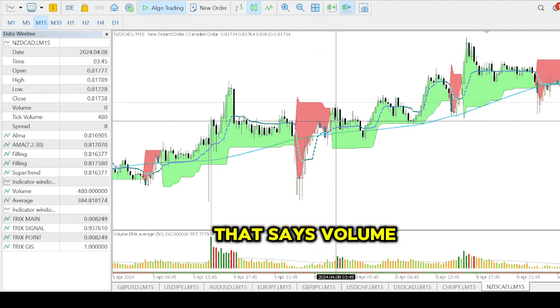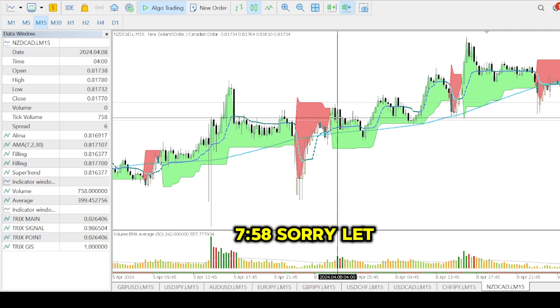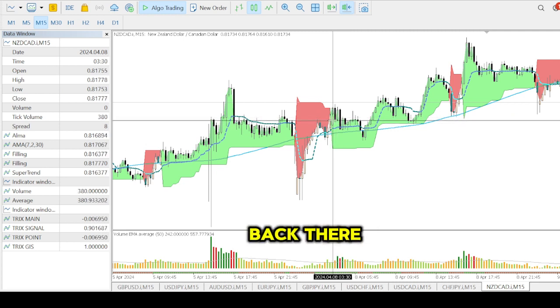Then you can see the column that says volume and average. Sorry, let me put it back there. The volume is 380.9, and then the average is that. So this one is good to go.